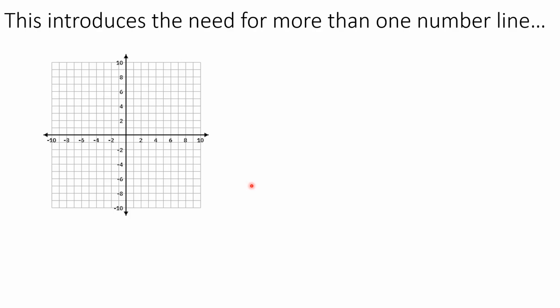Now, this introduces the need for more than one number line. And what we have here, and there'll be some notes coming up on the right, is a number line going left and right. And then we have another number line intersecting it, going up and down, and they intersect at the zeros.